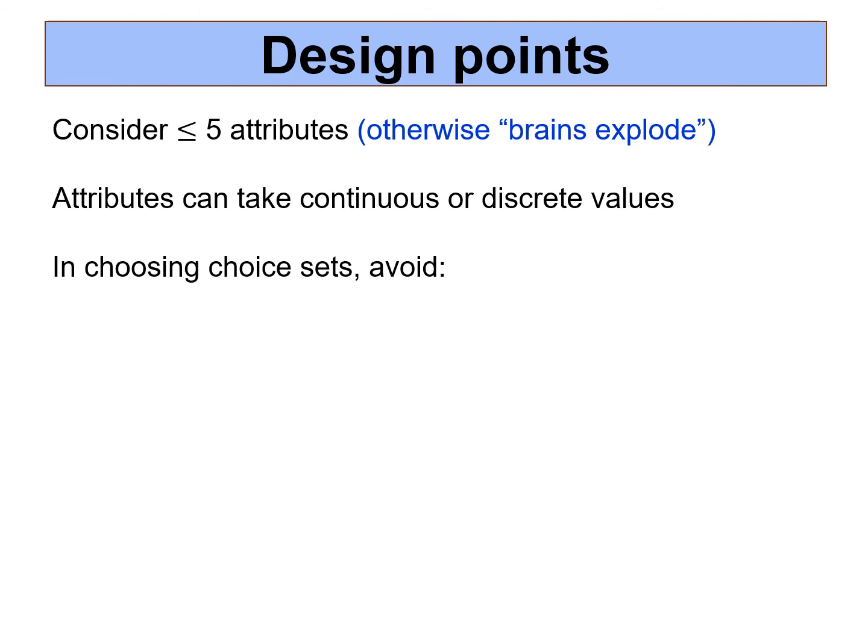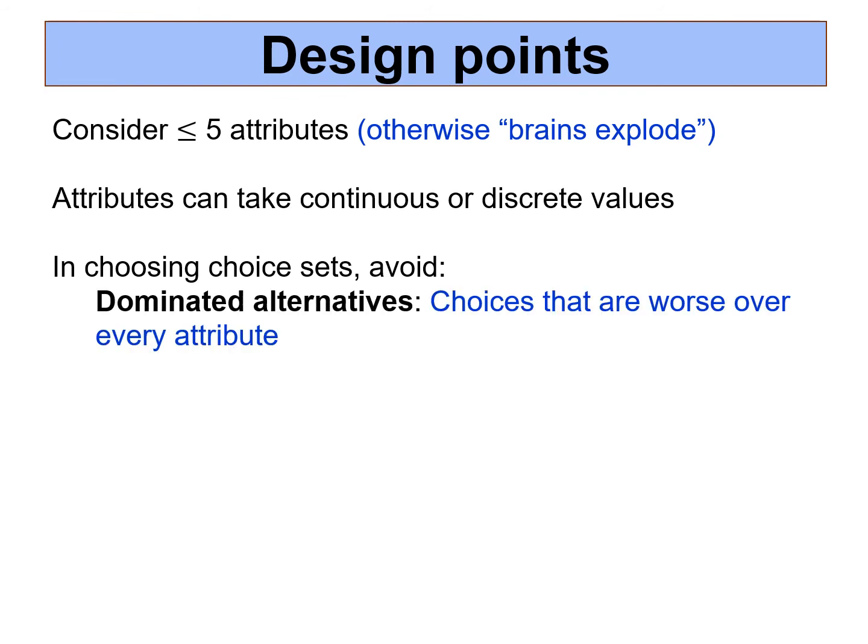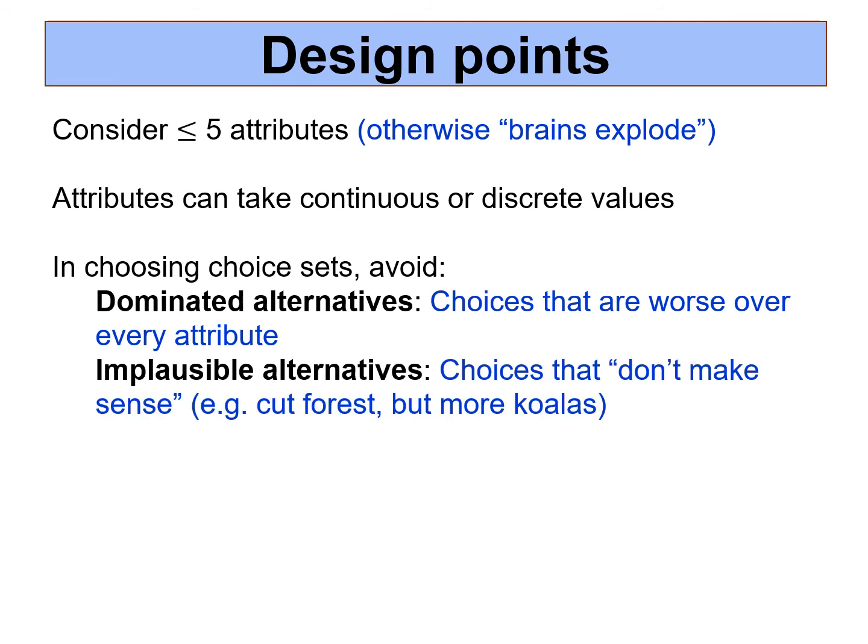In choosing the choice set, make sure that you avoid dominated alternatives. What does it mean? The choices that are worse on every attribute. And you also have to avoid impossible alternatives. It means the choices that don't even make sense. For instance, you are saying you want to have less forest for developments, but it will give you more koalas or more animals, which doesn't make sense.